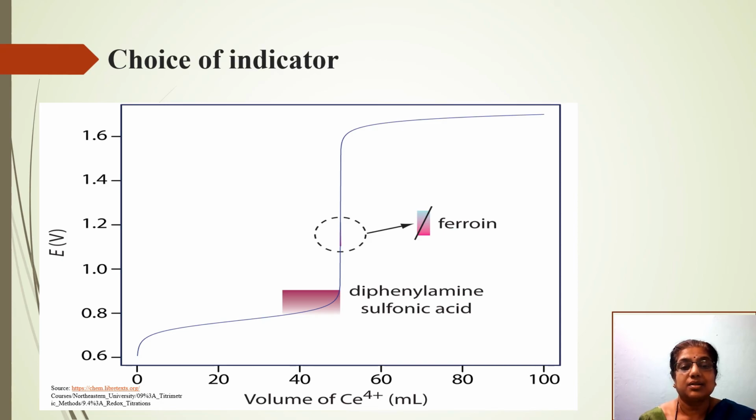So this way we choose the indicator such that the color change transition should correspond to the potential transition at the equivalence point. This is the potential before equivalence point, slightly more than 0.8 and up to 1.4. So if our indicator changes its color below this vertical line or beyond this vertical line, then this indicator will not be suitable for us, but the indicator must change its color during this transition potential itself. This is the way to choose the indicator for any titration.